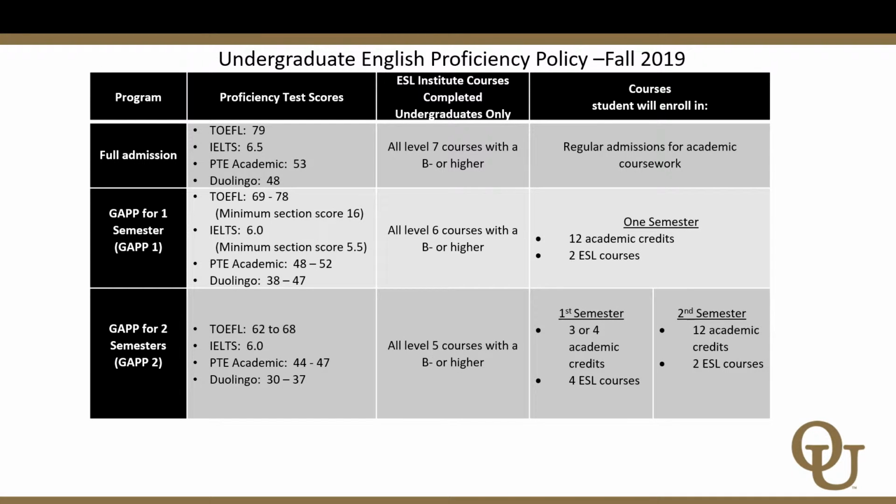This is the English proficiency policy for undergraduate students at Oakland University. If a student wishes to have full admission, this means they will only take academic courses. They must meet the proficiency test scores stated here. If they've taken courses in the ESL Institute, they must complete all Level 7 courses with a B- or higher.